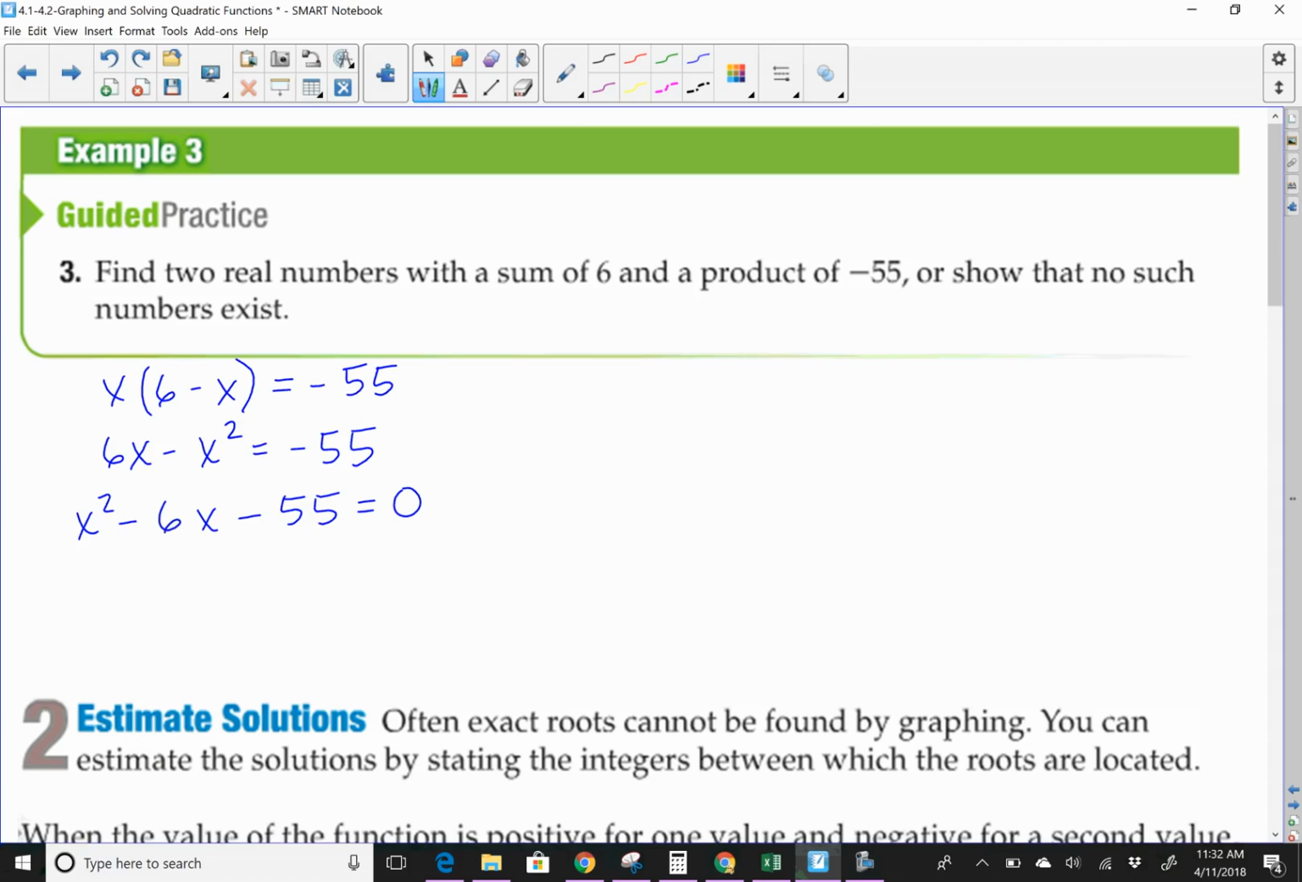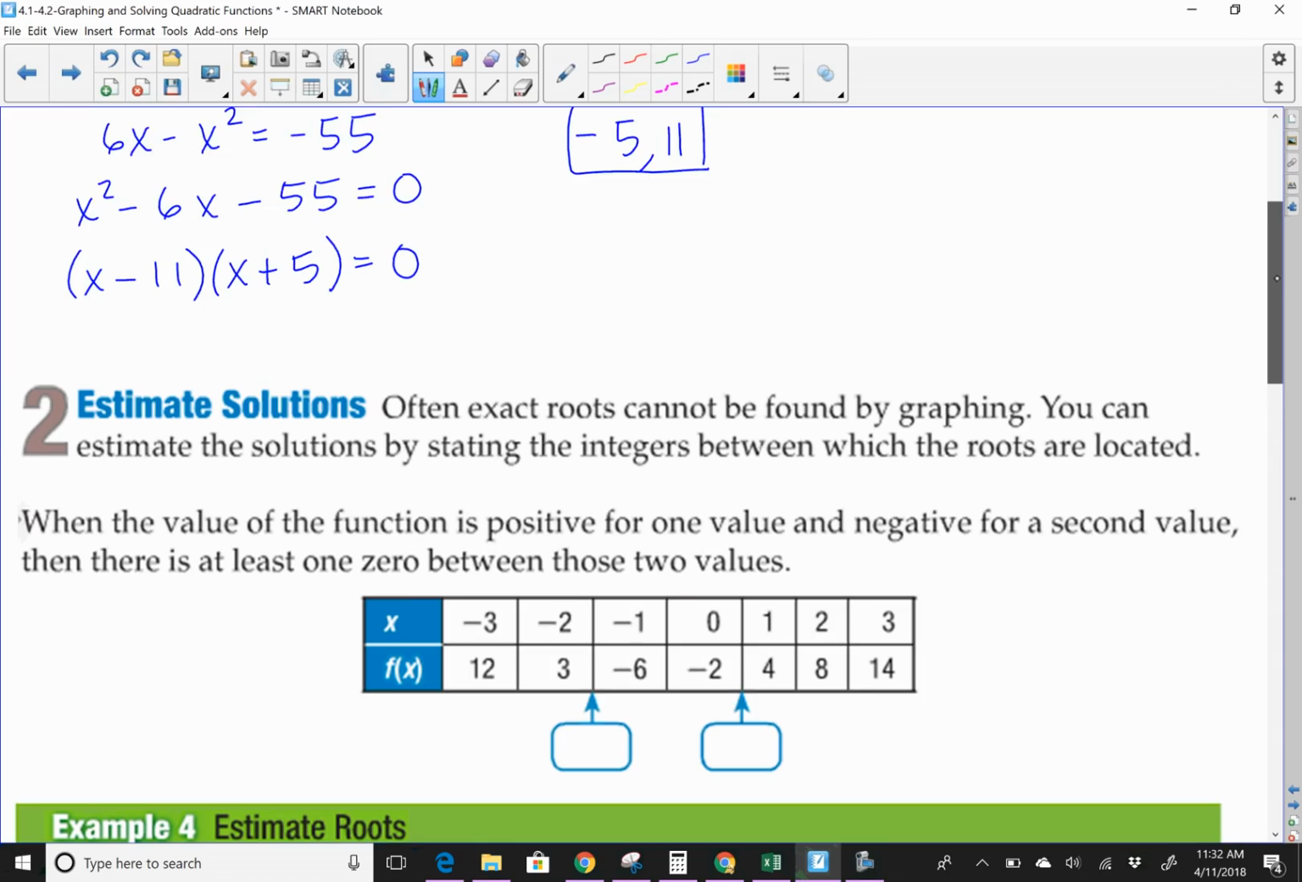We're going to factor this because that's going to be an easier way. (x - 11)(x + 5) = 0. And so the two numbers that I have are, of course, negative 5 and 11. If that was too fast, email me. Because really what I want to talk about is a very important concept.